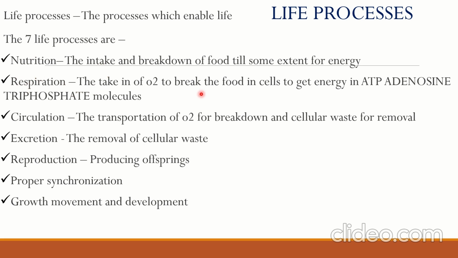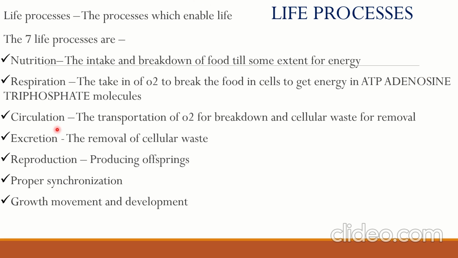So respiration takes in oxygen, and the remaining food, the smallest particles or the energy particles, and these energy particles are called ATP, or the full form of them is adenosine triphosphate. So nutrition, food is taken, and then it's broken down to some extent, and then the respiration process takes place where oxygen is taken in and sent to the cells, and that's where food is broken down to ATP molecules or energy molecules. Basically, you can call ATP adenosine triphosphate.